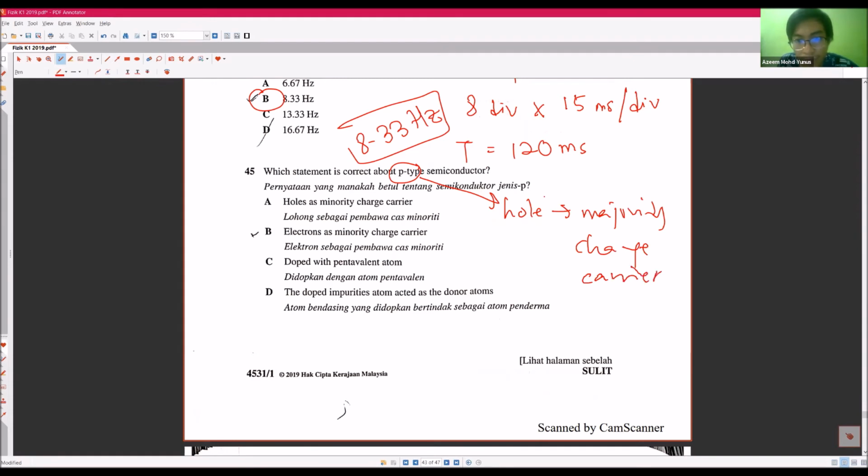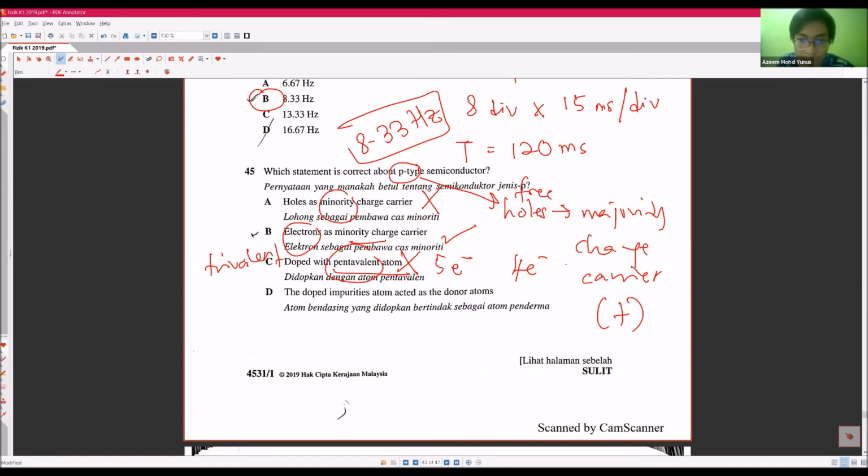Three holes. Okay, majority charge carrier, that means positive. Holes are minority? Wrong. Electrons as minority. Yes. Look, pentavalent. Pentavalent is 5 valence electrons in the shell. Normal is 4, so we have more electrons. So wrong. We should do if trivalent is 3 electrons.